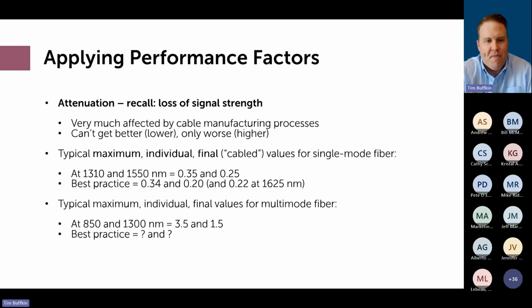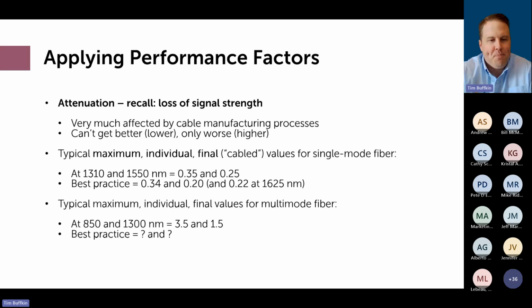Now, with multi-mode fiber, your typical attenuations at 850 and 1300 are 3.5 and 1.5 dBs per kilometer. So again, a huge difference in attenuation between multi-mode and single mode fiber. At 850 nanometers, we're losing half of our power after 1 kilometer. So it's easy to see why single mode fiber has become the standard.